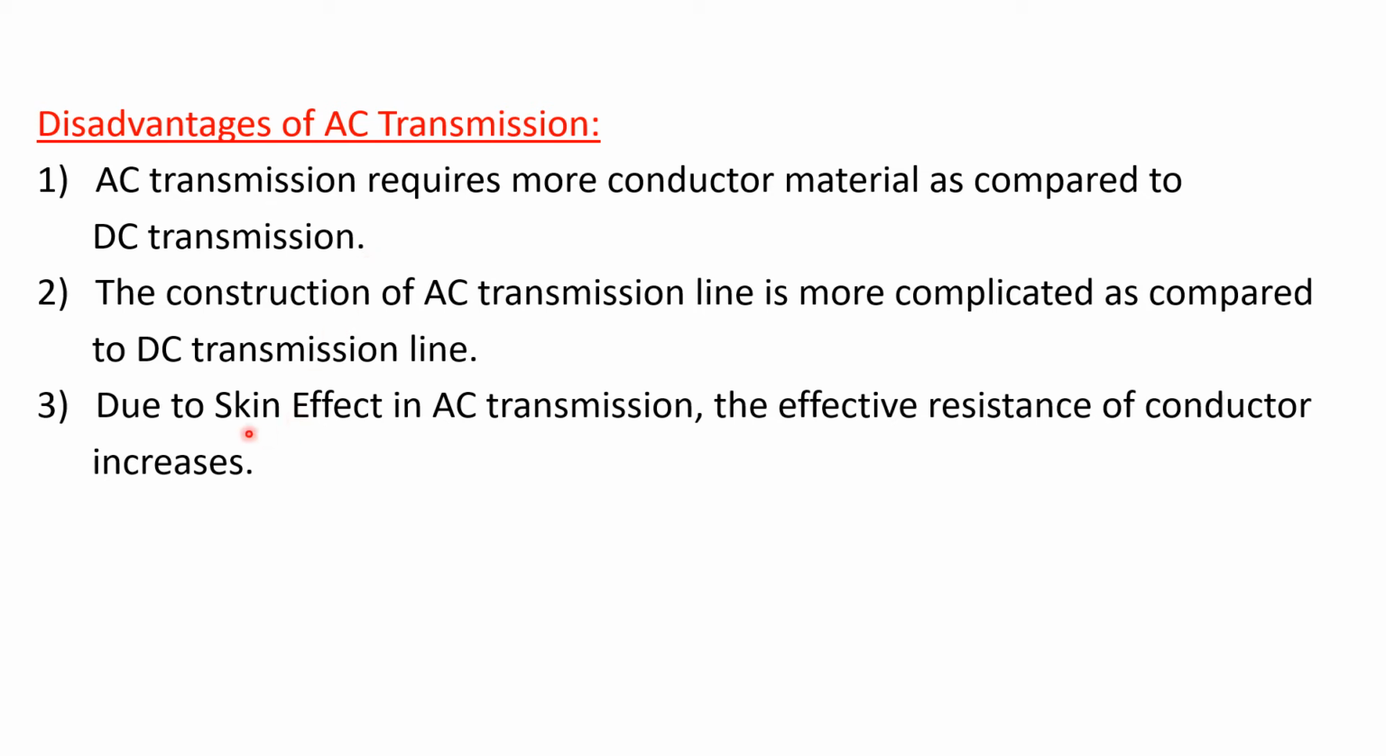Okay. The construction of an AC transmission line is more complicated when compared with a DC transmission line, because there will be the presence of inductive and capacitive effects and their reactances, and due to the presence of skin effect and corona losses, it is very necessary to manage these problems. So the construction of an AC transmission line is very difficult when compared with DC transmission systems. Okay. These are the major disadvantages of AC transmission systems.